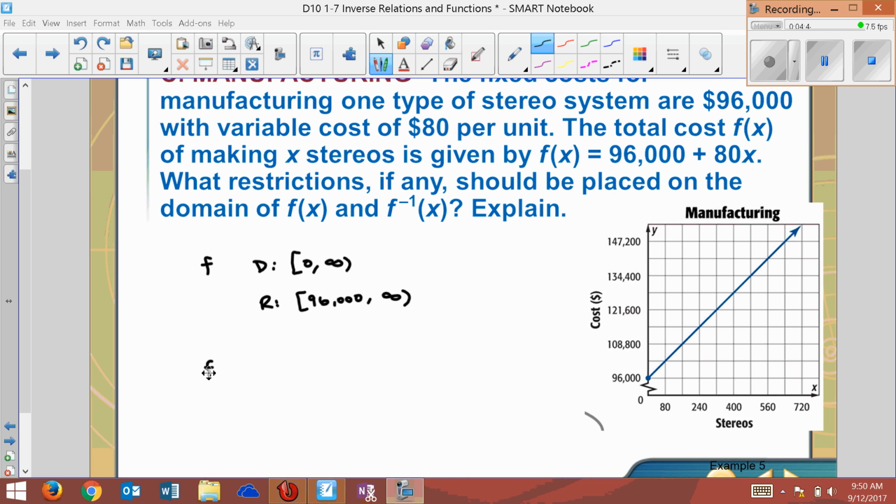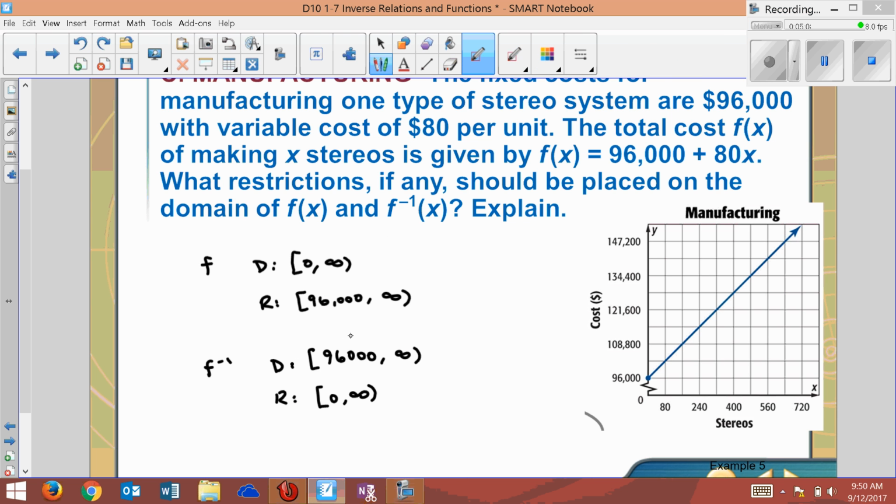So for the inverse, we do have restrictions. For the inverse, the new domain is this one's range. So the fewest we could ever have is 96,000 in cost, and that would go to infinity. And the range would be from 0 to infinity. They just flip-flop. It says what restrictions, if any, should be placed on this, and this is the restriction that needs to be placed. The reason being is the smallest cost we could ever have is $96,000. That's a fixed cost. You're always going to have it. So that would be your explanation.